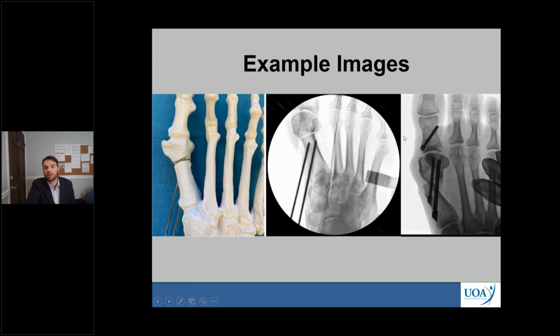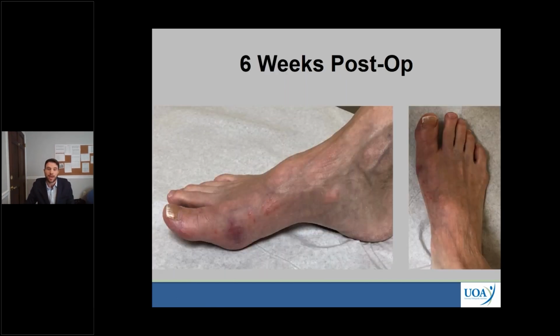Sometimes we do another bone cut up here. We remove a little bit of wedge of bone so that we can take that big toe even over a little bit further. Again, all done through a smaller poke hole incision. And the benefits of that are great. You can see this is a patient example 6 weeks after surgery. You can't even really see the incisions. You can see these small little markings where we've introduced the instruments, but the swelling is less. You don't have a huge scar.